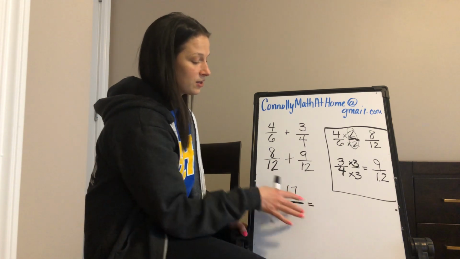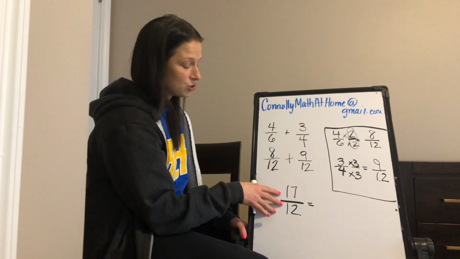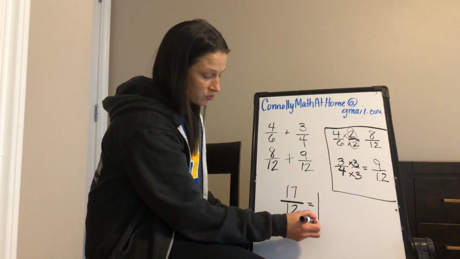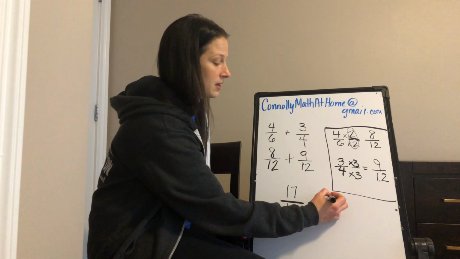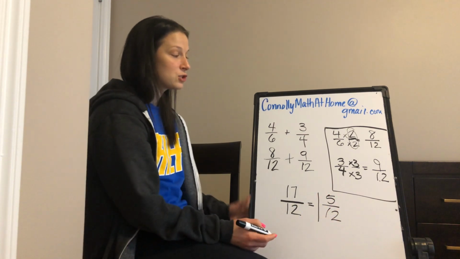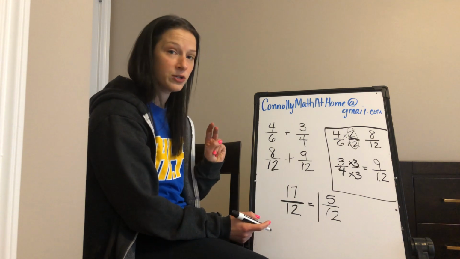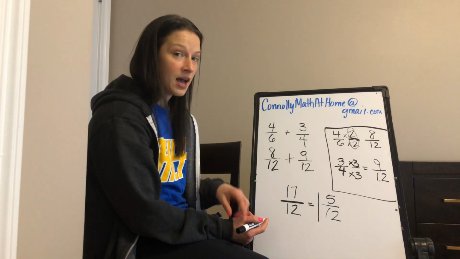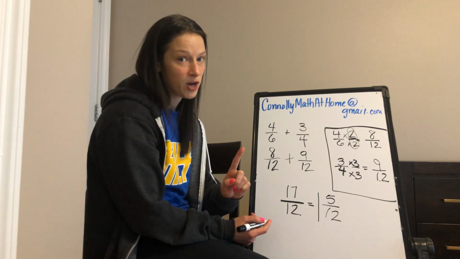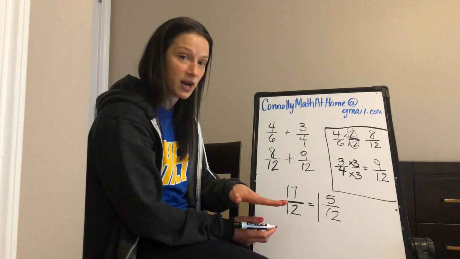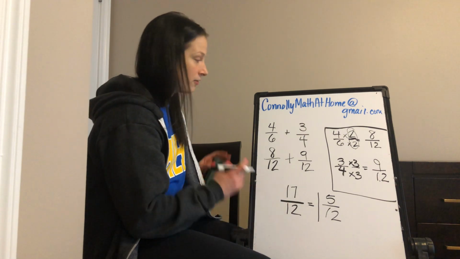And please take a look at my changing improper fractions to a mixed number video. I'm going to take out a group of 12/12s, that is a whole, and I have 5/12s left over. So that is how we are going to be adding fractions with unlike denominators. I'm going to do one example of subtracting because everything is exactly the same except you're going to subtract the numerators. All right.